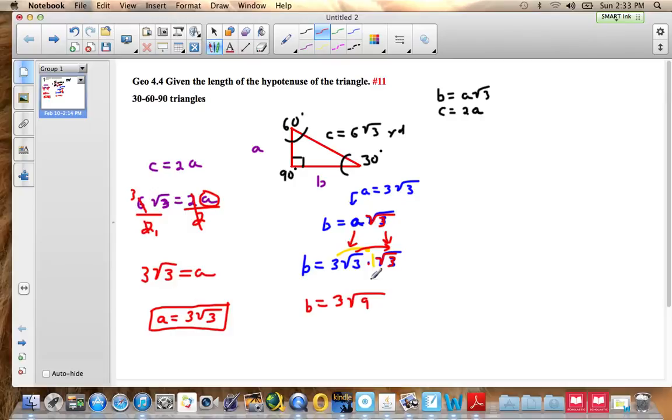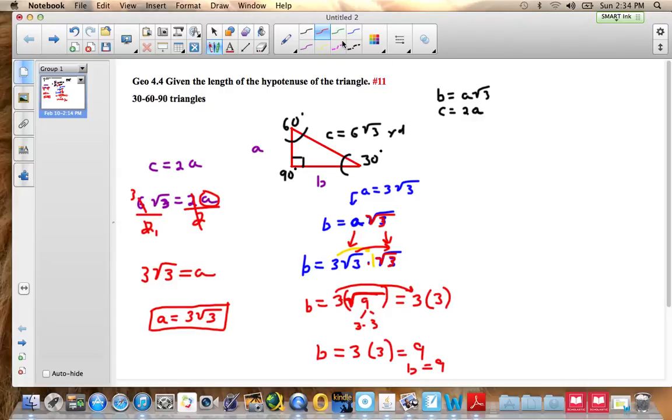Okay. Now I have to look at this for a minute, because where it might look like it's done, what I have to notice here is that 9 can be made into a perfect square. I can take 3 times 3 and get 9. So this square root must be 3. So I have my 3 here, which I'm going to move over, and then the square root of 9 is 3. And so what I'm really saying is that B is equal to 3 times 3, and 3 times 3 equals 9. So then B equals 9.